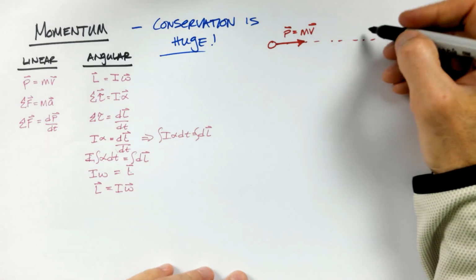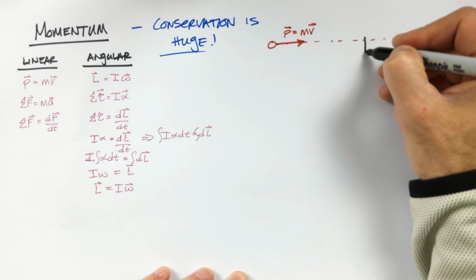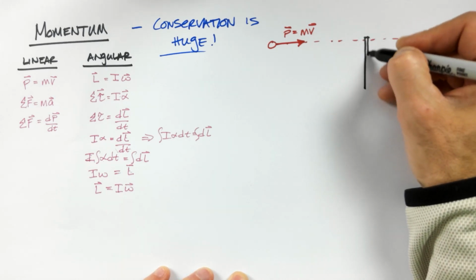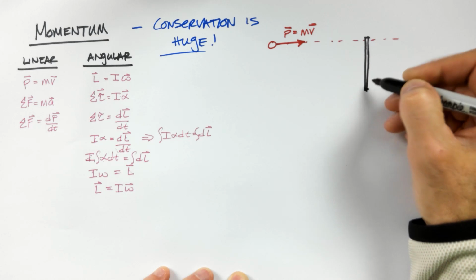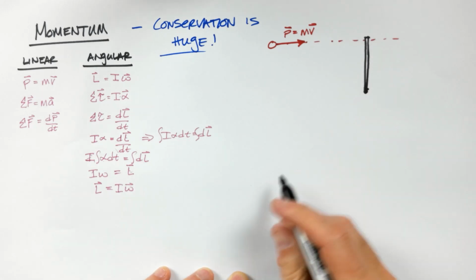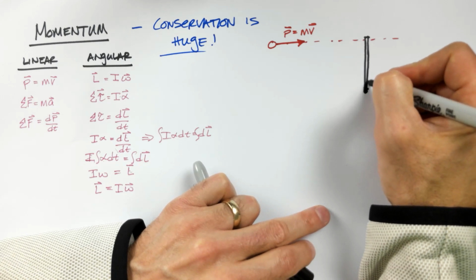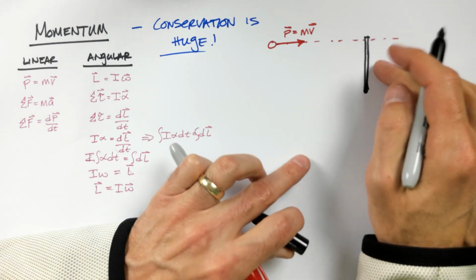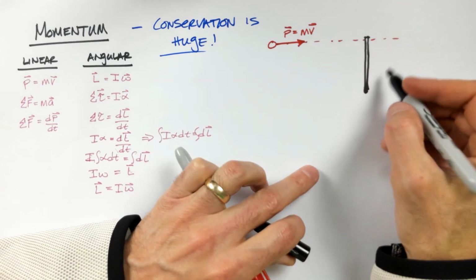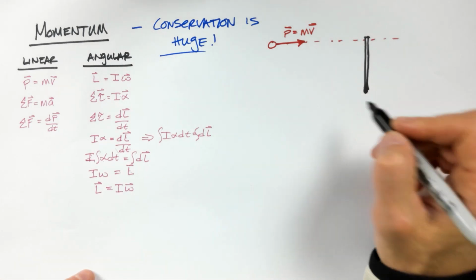And let's say that this is going to collide with a thin rod that is pivoting on its end here. It actually has no angular momentum initially. It's just staying there. There's a rod there that can pivot about this axis, the end of its rod.